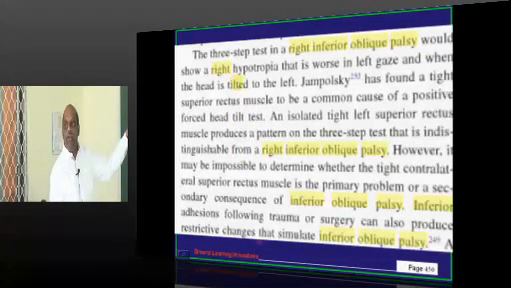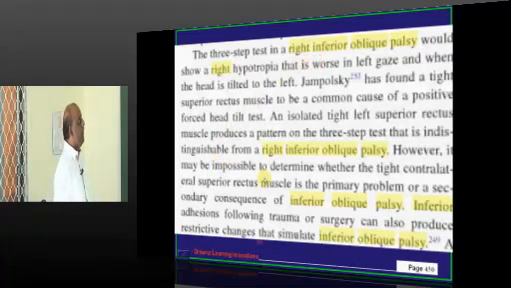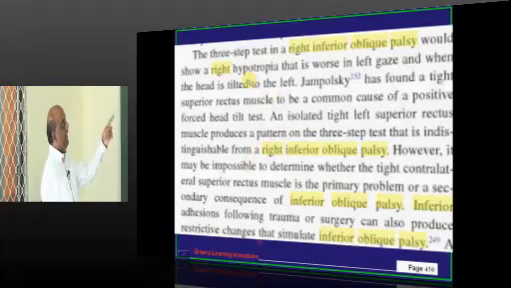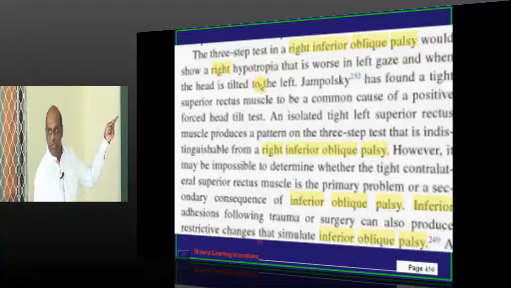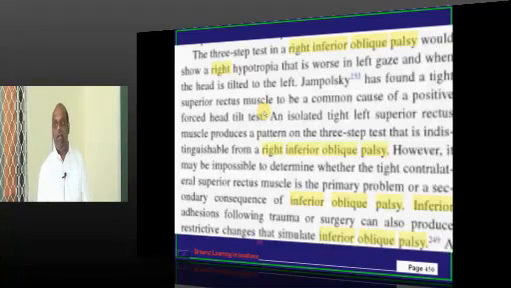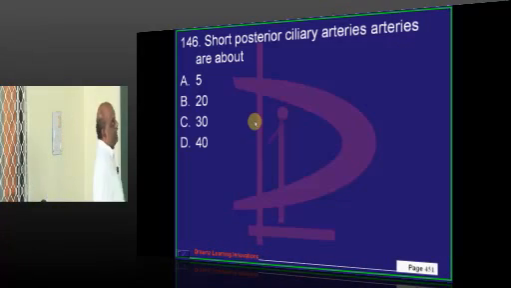So if it is a right inferior oblique palsy and you do this 3-step test, what will you typically come across? A right hypertropia that is worse in the left gaze and when the head is tilted towards the left side, which exactly happened in the case study given to you. So let's go to the next question.